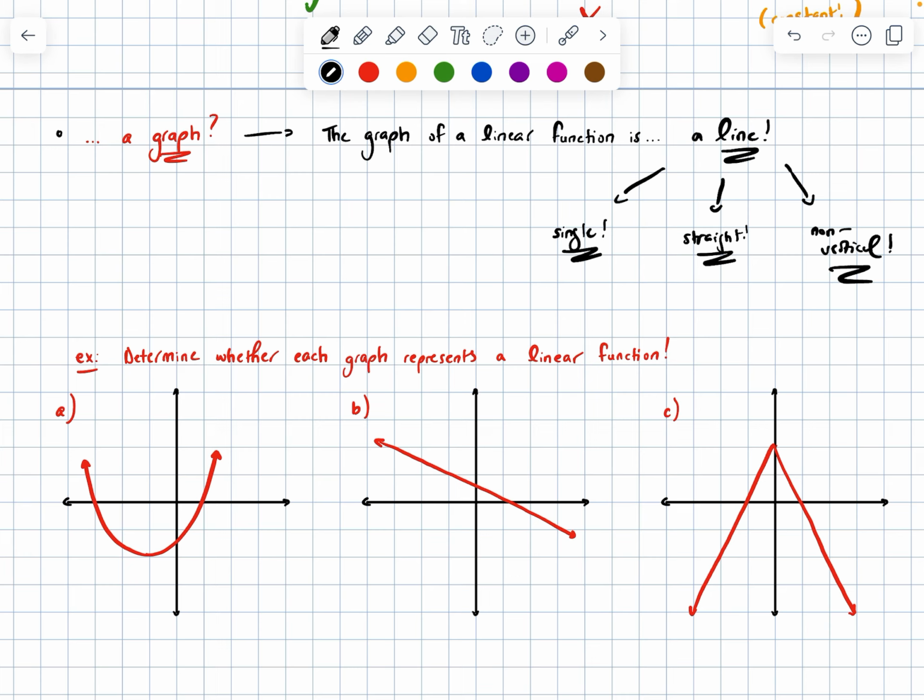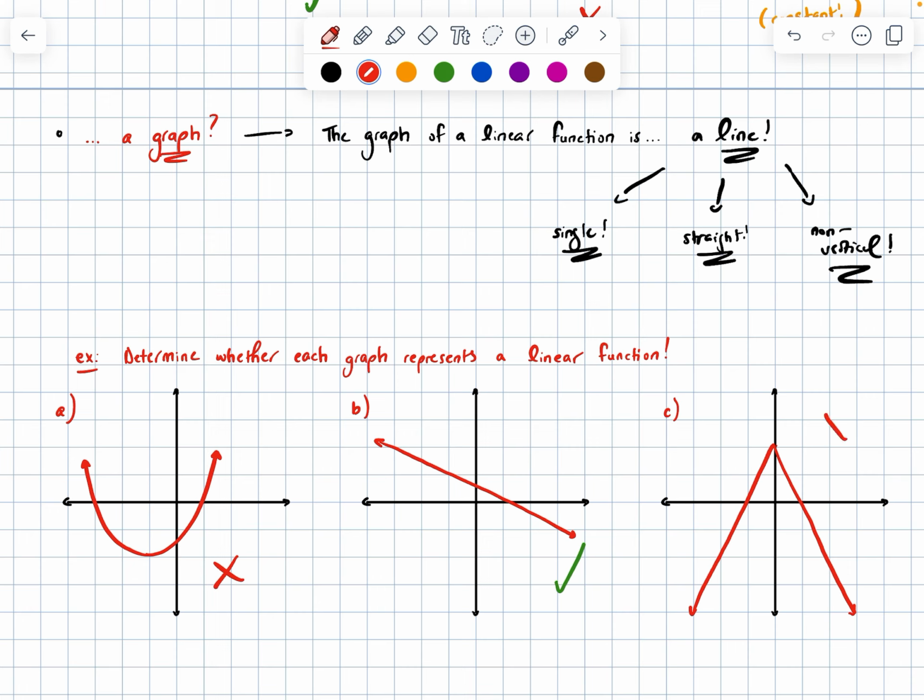Based on these criteria here, can you tell me which of these guys are linear functions? Give yourself a minute, try it out, go ahead. Alrighty. Well, for A, this is obviously a parabola. This guy cannot be a linear function, even though it's a single curve and it is not vertical, it is not straight. Now for B, this guy is a single, straight, non-vertical line. This is absolutely a linear function.